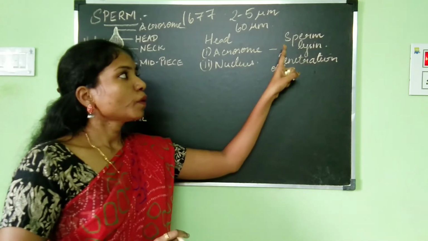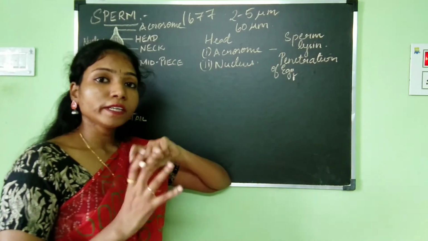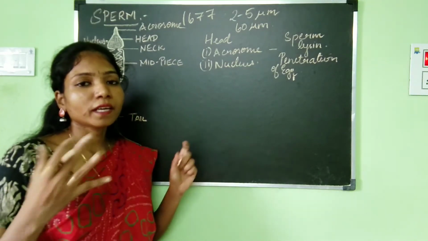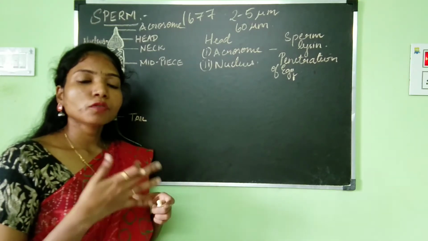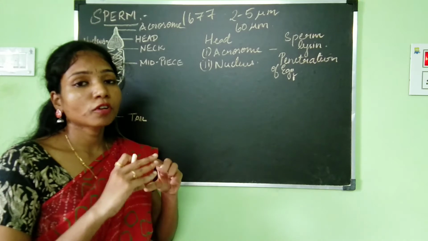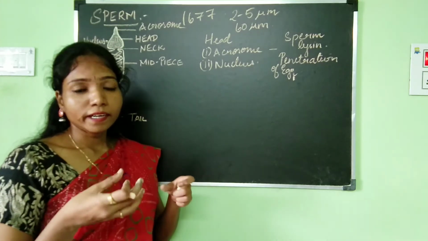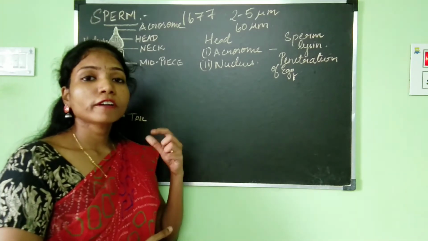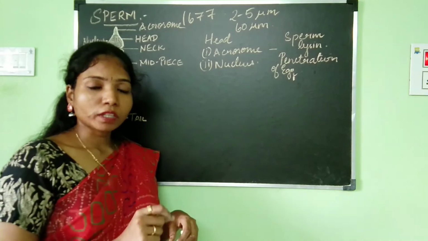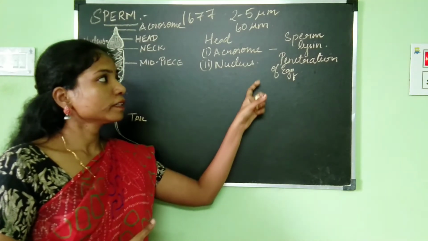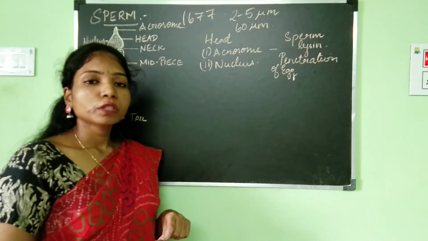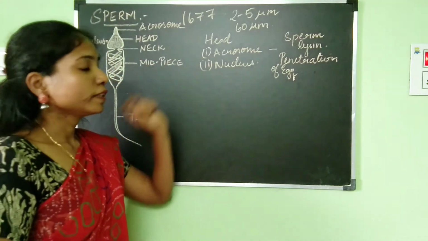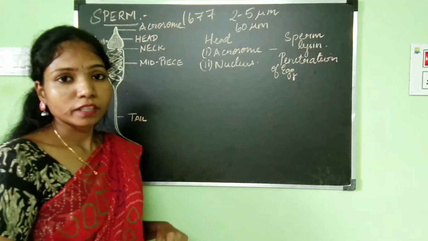Okay, and then one more very important thing is that hyaluronidase. Why is hyaluronidase present? Because hyaluronidase has the ability to break up hyaluronic acid. So where is this hyaluronic acid? If you see the corona radiata, the cells which are there in the corona radiata are cemented with the help of hyaluronic acid. So this layer has to be broken. How can this layer be broken? It is with the help of hyaluronidase, which is needed for the penetration of the egg. Okay, so this is about the head region. The head is going to have the acrosome and the nucleus.